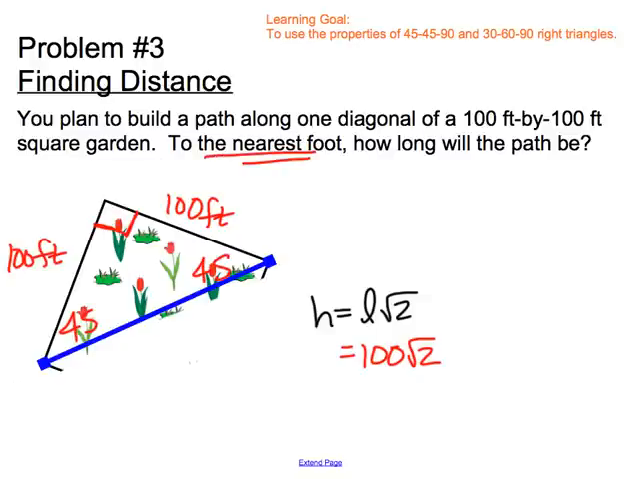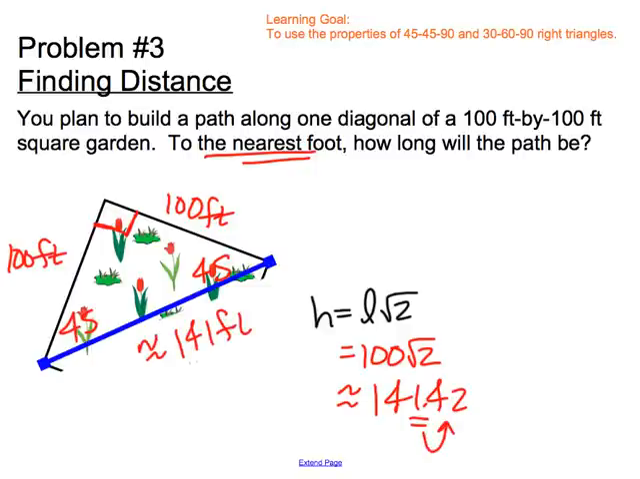And since we're trying to determine this to the nearest foot, we can just plug this into our calculator. So when we plug this into our calculator, we get approximately 141.42. And if we're rounding this to the nearest foot, all we have to do is look one spot to the right. And since that's a 4, we know that this is about 141 feet.